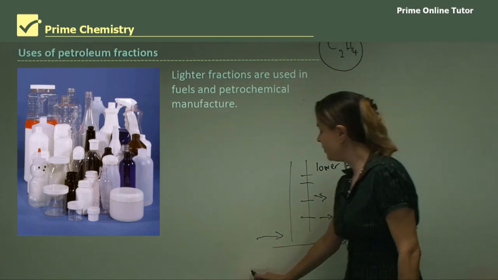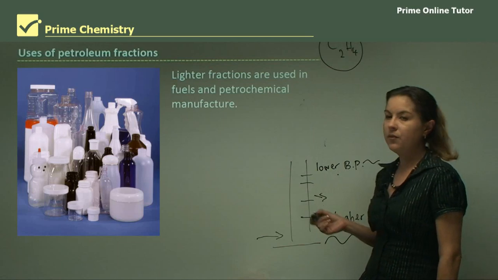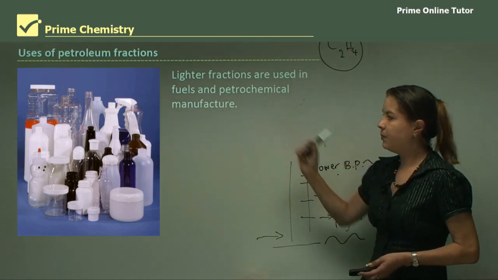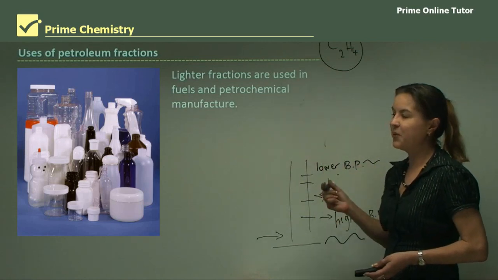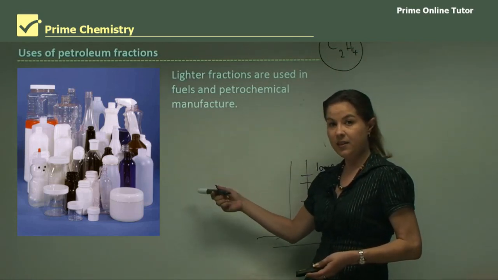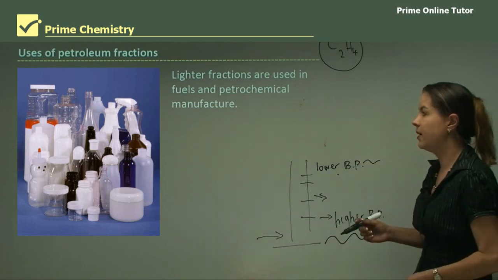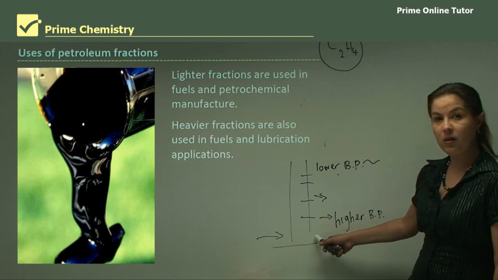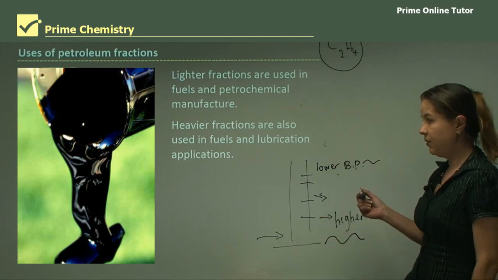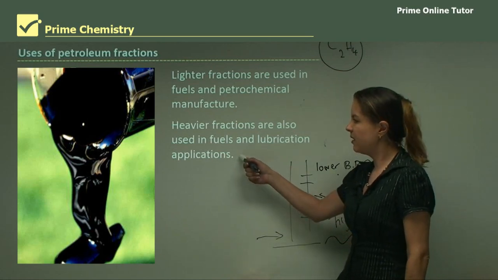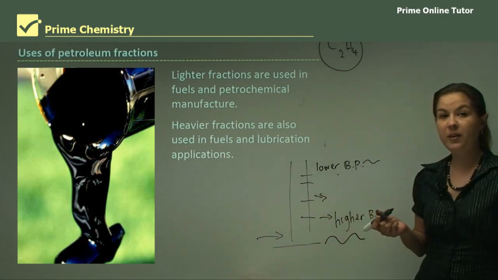The lighter fractions, the ones up the top, are used in fuels such as petrol and LPG, and also in petrochemical manufacture, such as these products here, plastics, solvents, adhesives, all sorts of things that you see around you every single day. The heavier fractions that come out of the column down here, they're also used in fuels, but also for lubrication applications and many other things. An example of a heavier fraction would be kerosene.